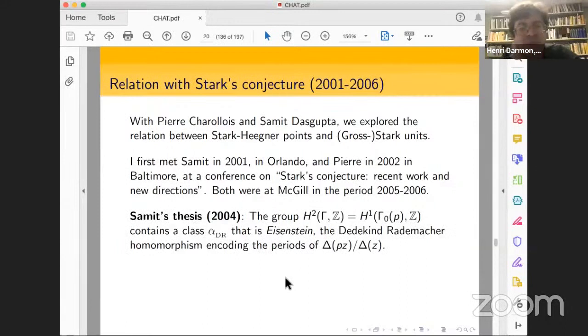So Samit wrote his thesis in 2004, which essentially studied an analog of the elliptic cocycle I spoke of before, but an object which is more analogous to modular units or Eisenstein series, so the Eisenstein counterpart. So the idea here is that this H2 of Gamma, Z also contains a class which is in the Eisenstein subspace, on which the Hecke operators act as on the Eisenstein series. And this so-called Dedekind-Rademacher cocycle in the H1 just encodes the periods of the modular units, delta of pz over delta of z, which is a modular unit of level p.